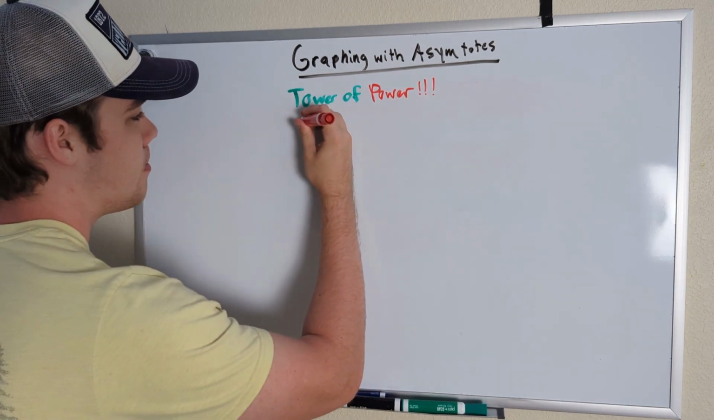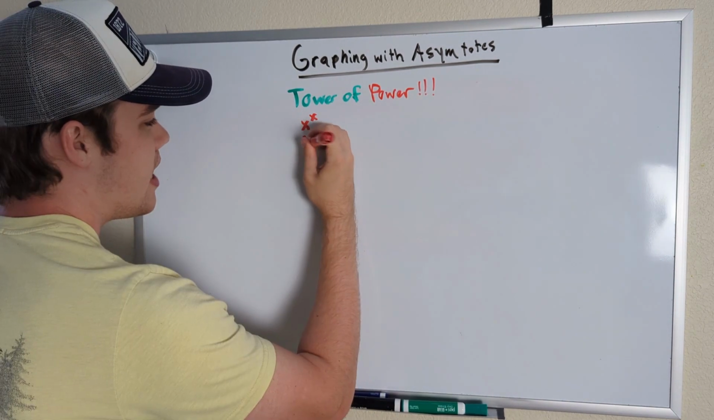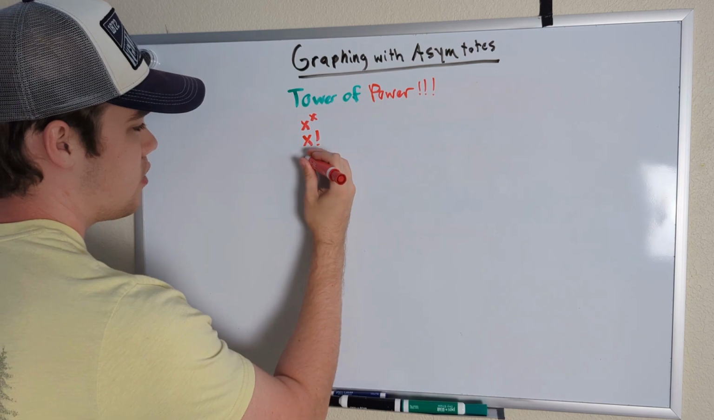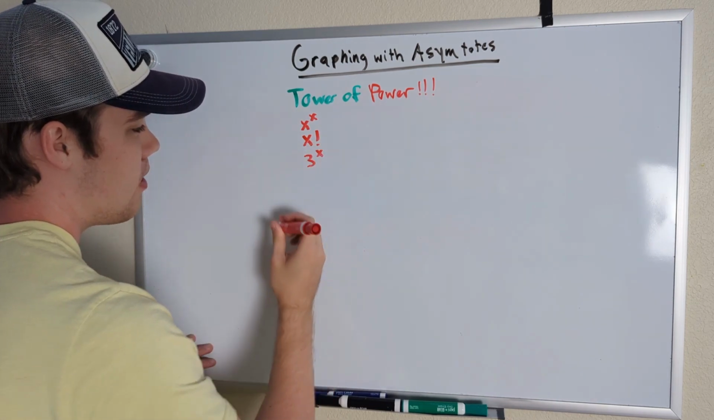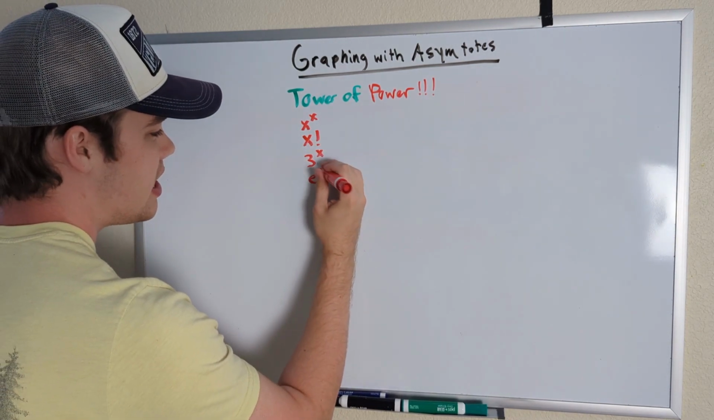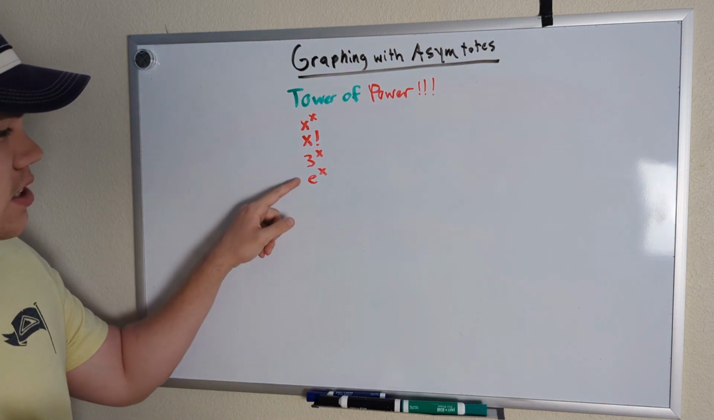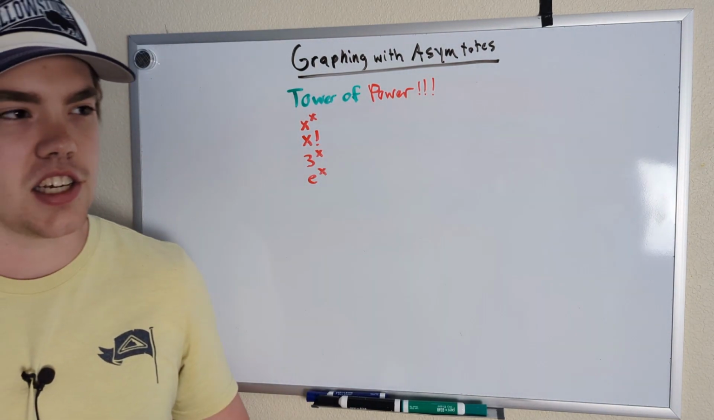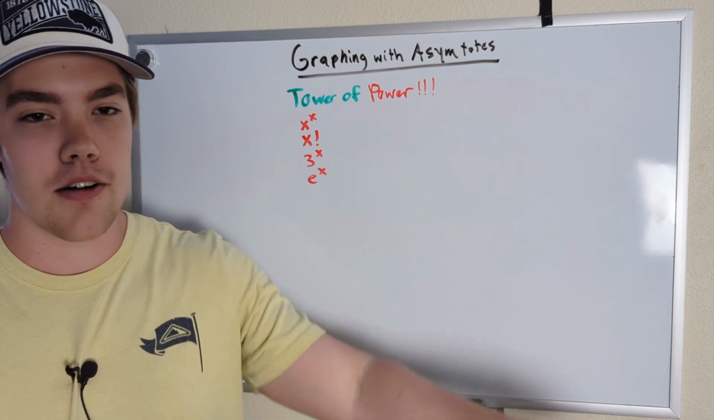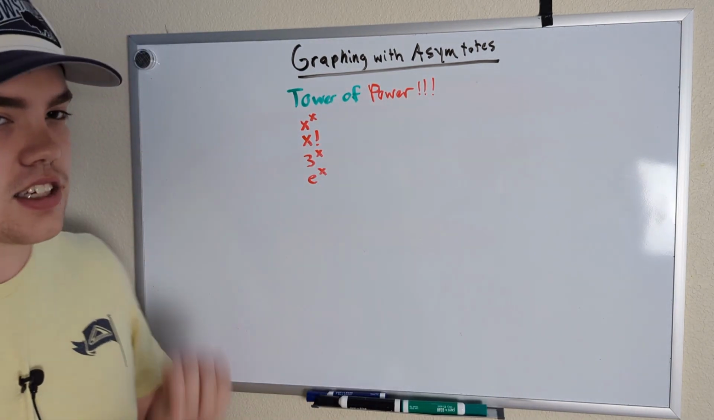So at the top of our Tower of Power, we have x to the x power. Then we have x factorial, followed by 3 to the x power. Then right below that is e to the x. Now the reason that this 3 to the x is above e to the x is because e is actually equal to 2.72, not repeating onward. So 3 is technically slightly bigger.